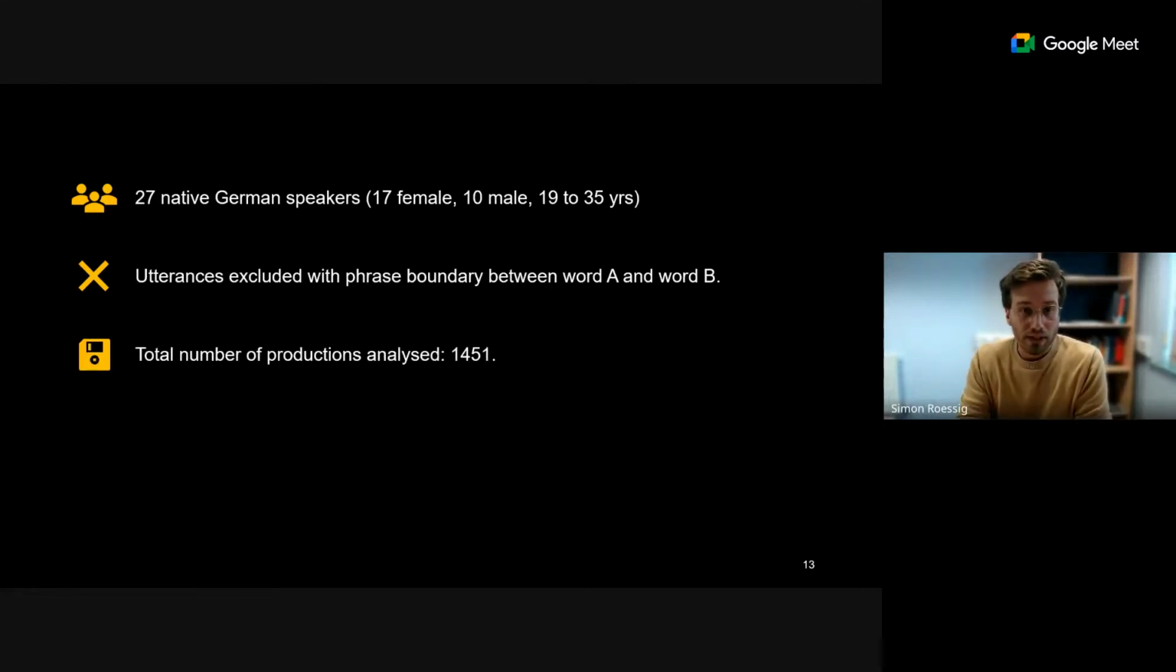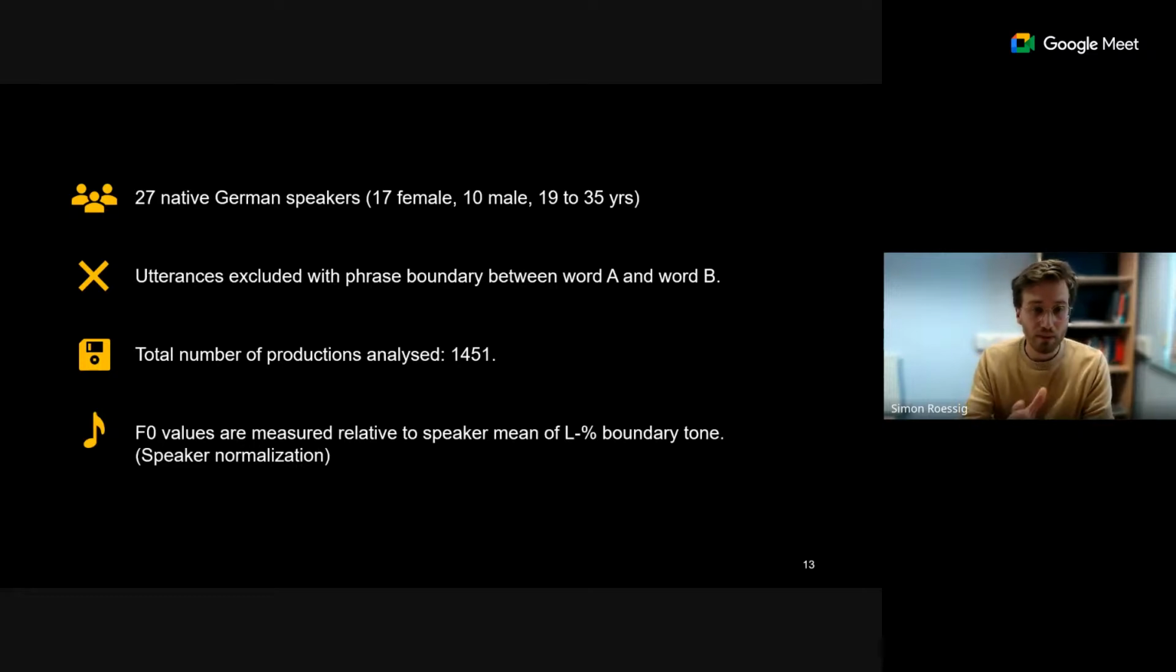The total number of productions that are analyzed here is slightly below 1,500. And very importantly, all F0 values that I will present are measured relative to the speaker mean of an L-% boundary tone, a low boundary tone. So for each speaker, we have a mean of 0 for their productions of the low boundary tone. There's always a low boundary tone at the end of each utterance, and we use this value as a baseline for speaker normalization.